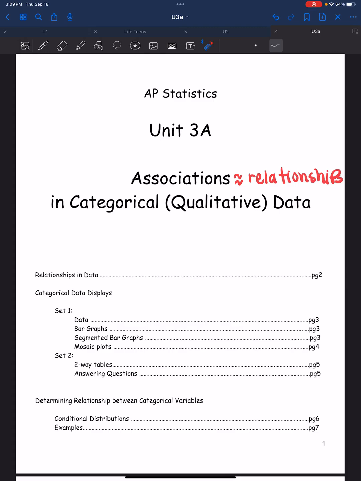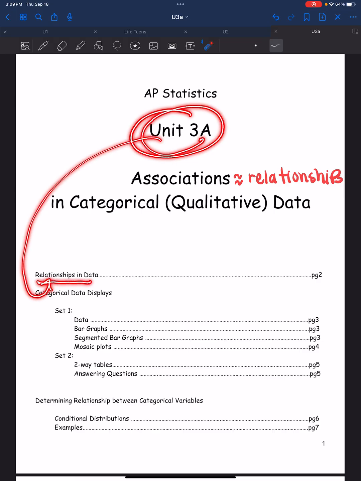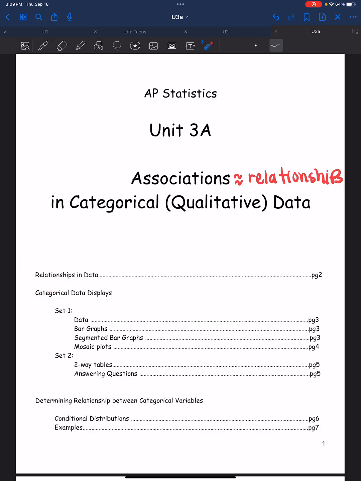Hello everyone, and let me remind you of our Unit 3a goal. That is to describe relationships in data, and in particular, categorical data. We said in order for us to even look at that, we first need to be okay with the way categorical data is displayed. In the last video, we talked about bar graphs, segmented bar graphs, and mosaic plots. And now we're going to talk about two-way tables. All right, let's go ahead and check out page 5.